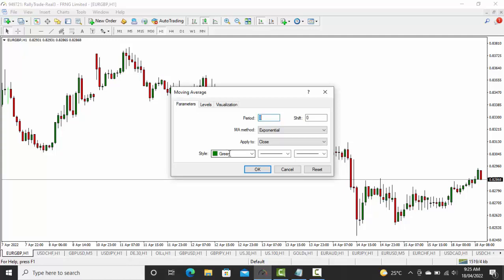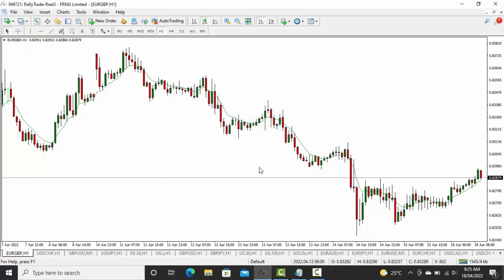Depending on the color of your candle, whatever color you are using to represent your bullish candle should also be the style you are using for this 8 exponential moving average. So once I am done, based on these settings, I click on OK. So the first moving average is already added to my chart.